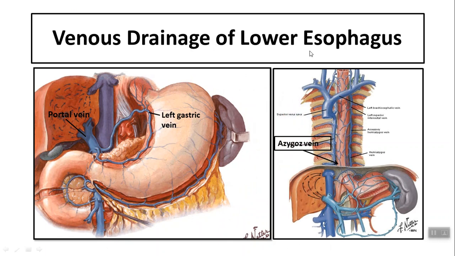The venous drainage of the lower esophagus is important clinically. Why? Because some of its venous blood will pass to the portal circulation, to the portal vein, and then pass to the liver, and some of this blood will also pass to the systemic circulation, to the azygos vein. So this part of the esophagus is a site of portosystemic anastomosis.